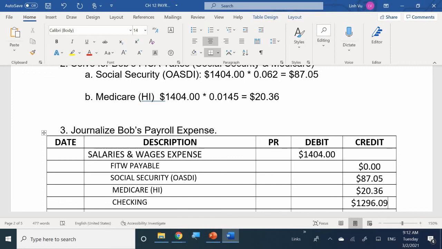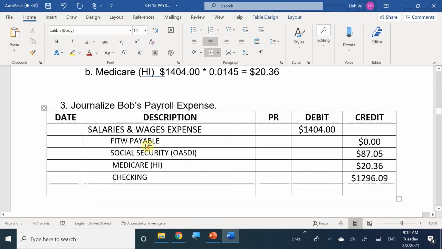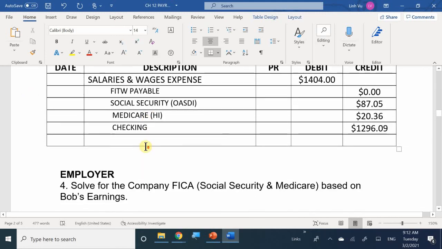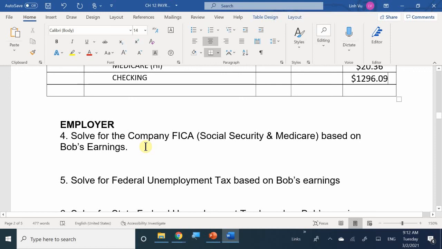Okay, so he still has to pay into his FICA, Social Security and Medicare, even though he claimed his children, so therefore he does not need to pay into his federal income tax withholdings. Okay, so now we're going to calculate the employer's standpoint.